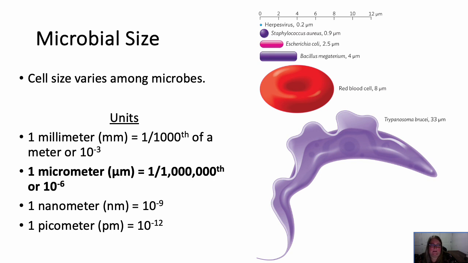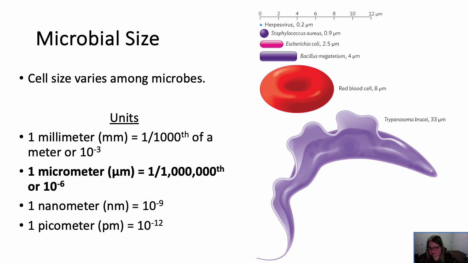Now, we do sometimes use another unit that is between nanometer and picometer, and that is the angstrom. Angstroms are 1 times 10 to the minus 10th meters. We use angstroms a lot in chemistry, which is why they've kind of moved over to microbiology a little bit, because some of the microscopes that we use, especially some of the electron microscopes, can actually image atoms. So that's how that came to be.